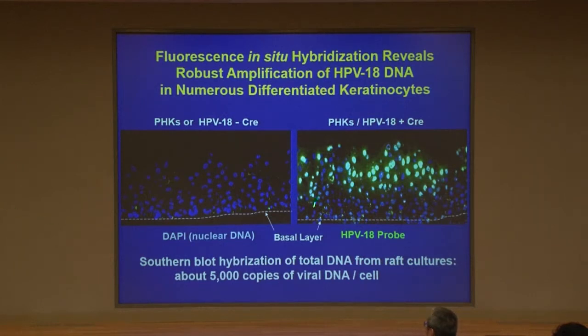Now if we make the raft culture, wait for about 2 weeks, then formalin fix, embed in paraffin, do sections, and do in situ hybridization, fluorescent in situ. Now we see lots of DNA amplifying in the differentiated cells. Again, here's the basal layer. We also did Southern blot hybridization and can estimate about 5,000 copies of DNA per cell. Of course, not all the cells are amplifying, so some of these cells have really very high copy number.